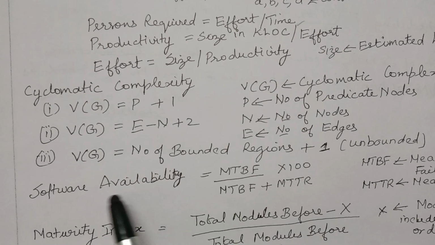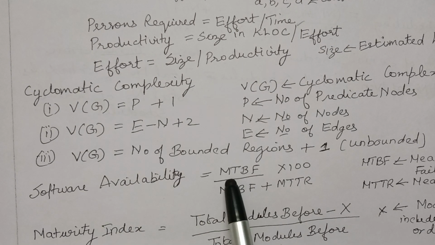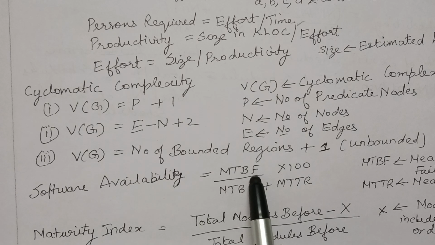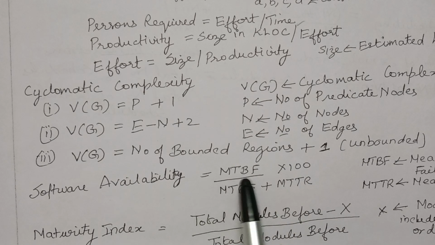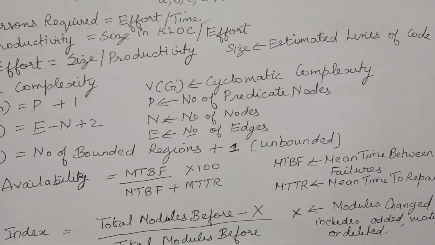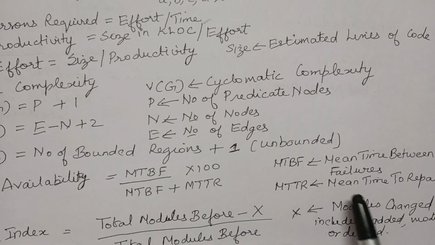Software availability. What is software availability? It is the mean time between failures, MTBF, divided by mean time between failures plus mean time to repair, MTTR, times 100. So MTBF divided by (MTBF plus MTTR) times 100. MTBF is mean time between failures, and MTTR is mean time to repair.